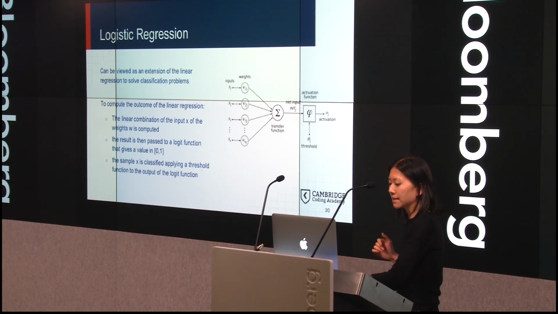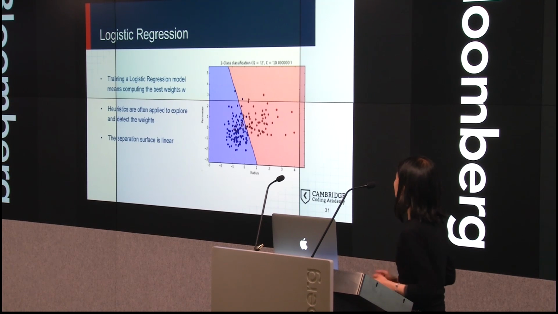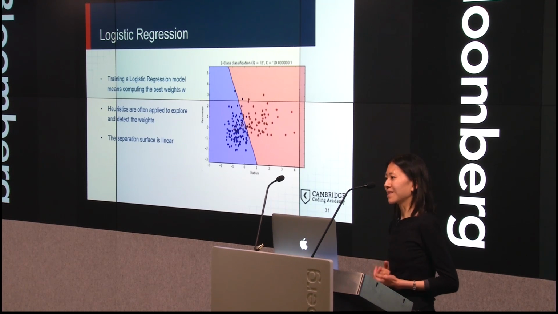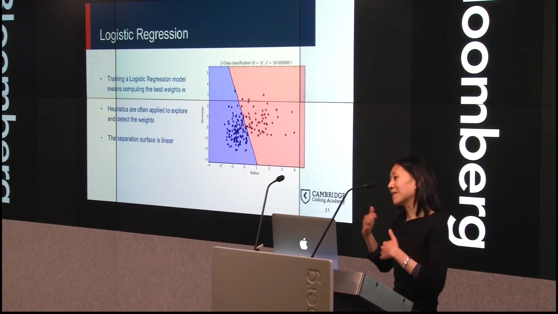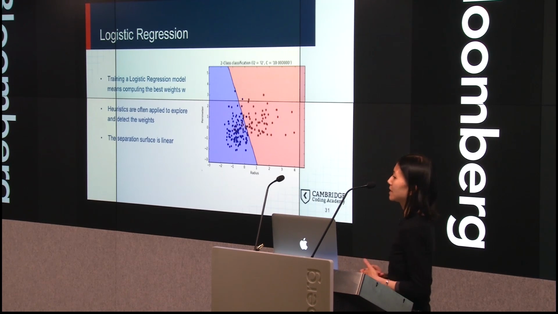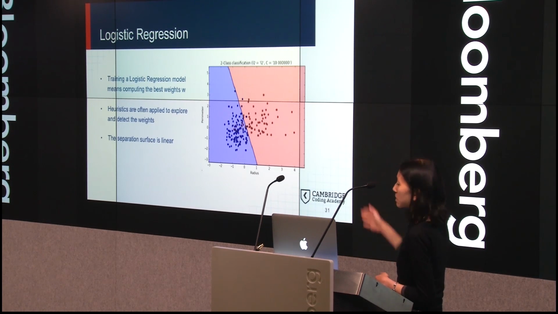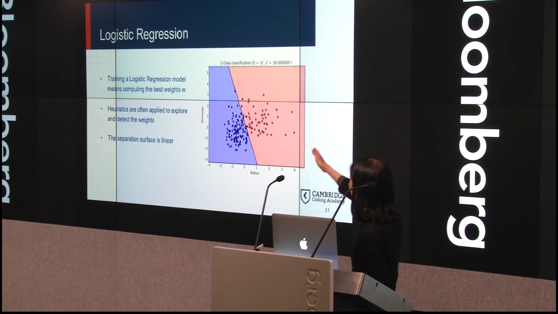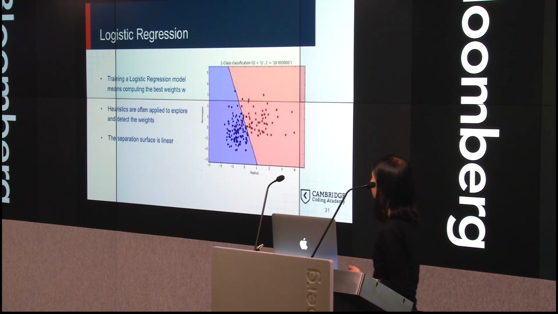The important thing about that is that it's still based on a linear function. It's an extension of linear regression. So that also means that the decision boundary is linear. As you can see from here, the separation between the two classes is a sharp line.